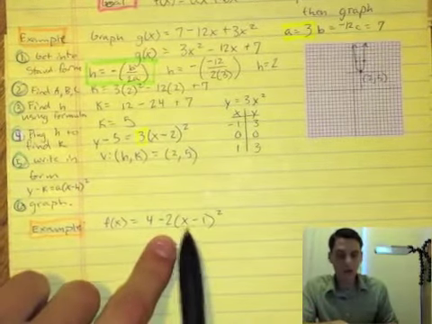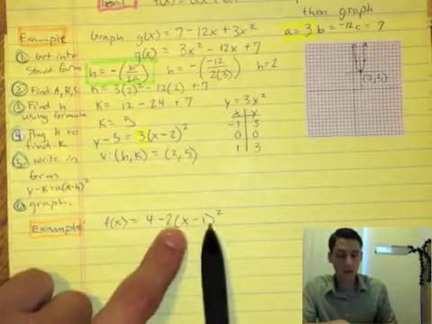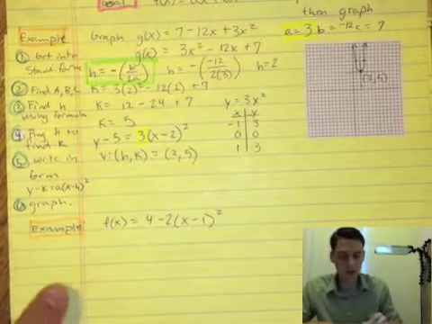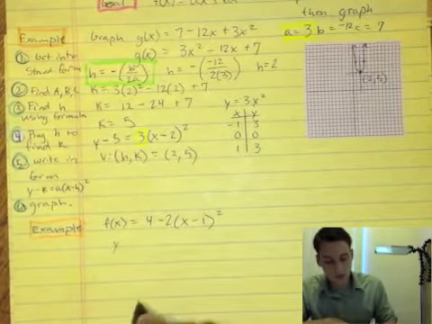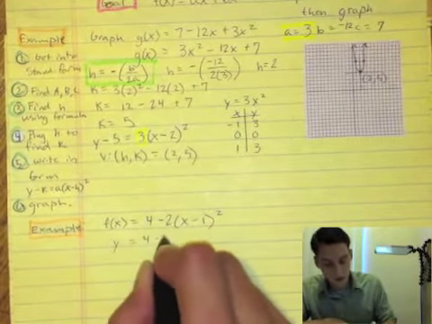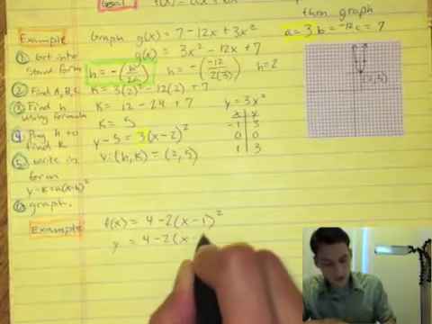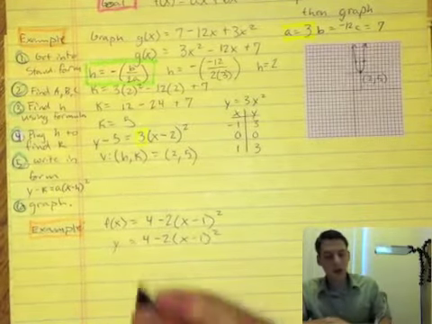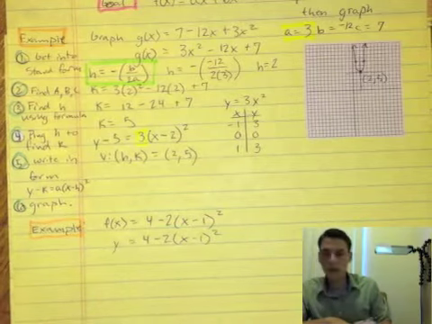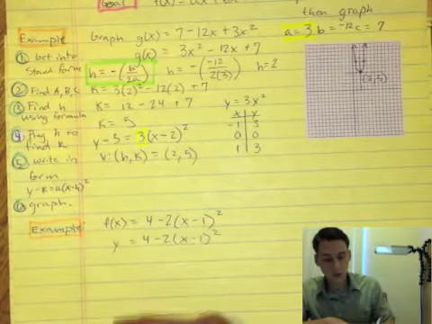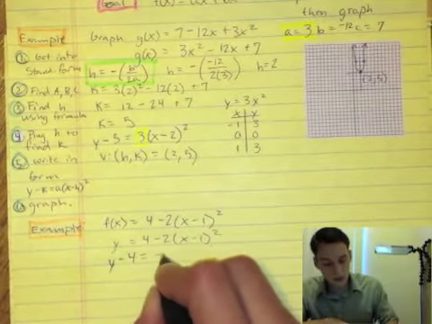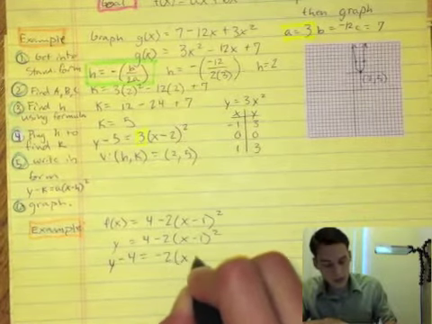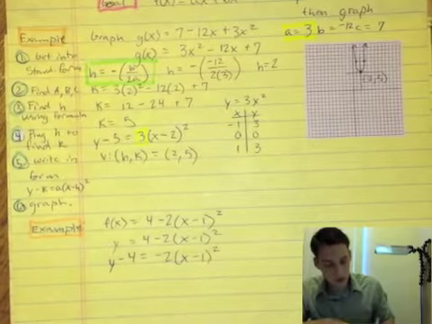When you have something like this, quantity squared, take a look and see if you can use the method I'm about to show you. So we'll change the f of x to a y. 4 minus 2 times x minus 1 quantity squared. And then get this constant term over. Subtract 4 from both sides. So I'll have y minus 4 equals negative 2 times x minus 1 quantity squared.